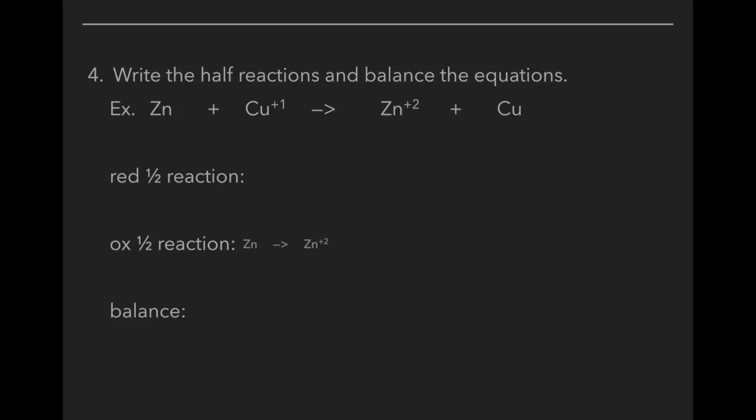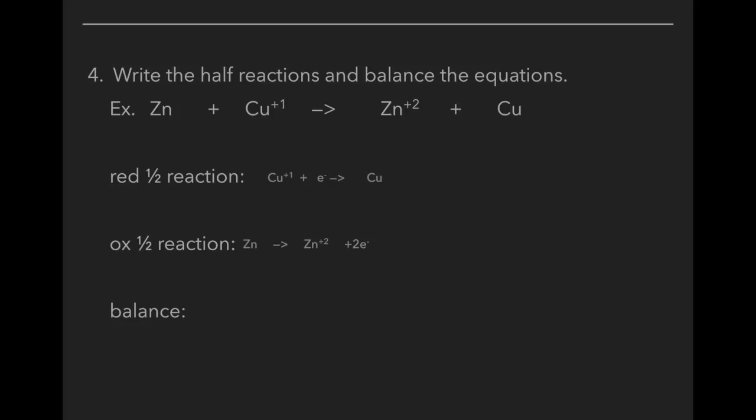So what I'm showing you here is zinc being oxidized because it's losing electrons, and so in order to balance this, I need to show the 2 electrons that it's losing to become zinc with a +2 charge, and therefore I'm going to put the 2 electrons on the product side because it's being oxidized. Copper is being reduced, and therefore I have to put an electron on the reactant side.